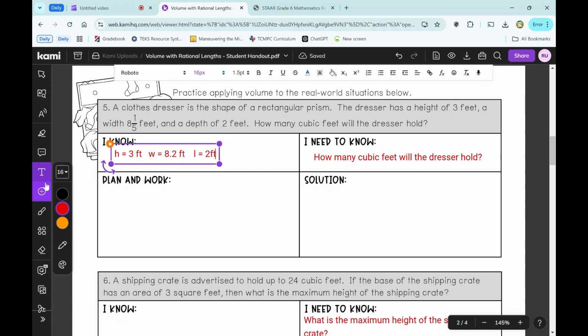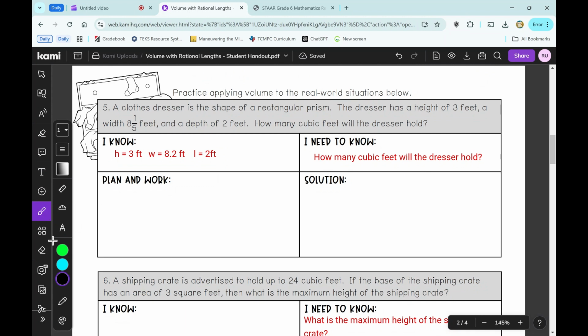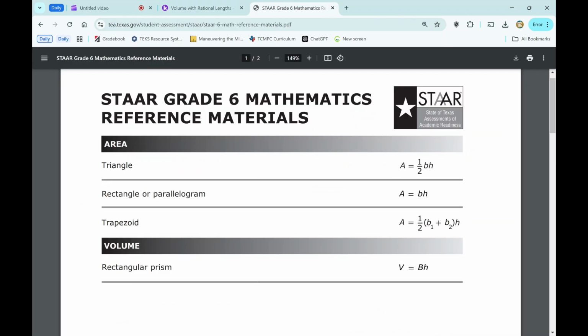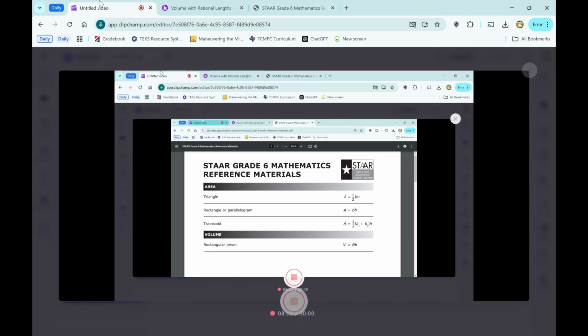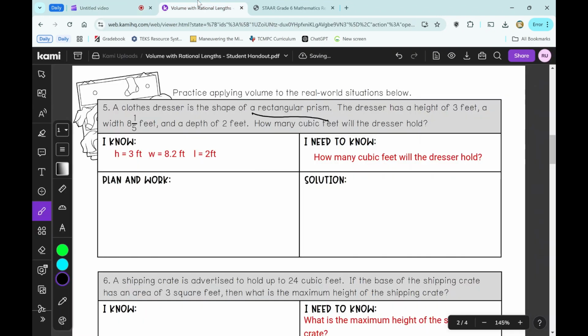So when we're solving this, we know for a fact that the most important thing in here is the numbers, and then what type of shape it is, because if we don't know what shape it is, it's going to be harder for us to actually use the right formula. It tells us it's a rectangular prism, so we can find the volume of a rectangular prism is base times height. Knowing that base times height is actually our numbers together. So to plan and work, we know volume is equal to base times height. We plug in our numbers.